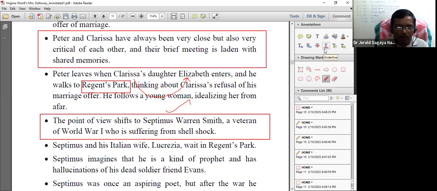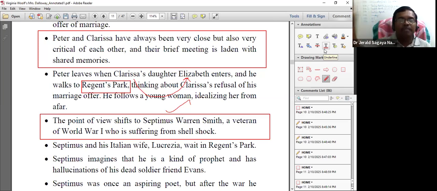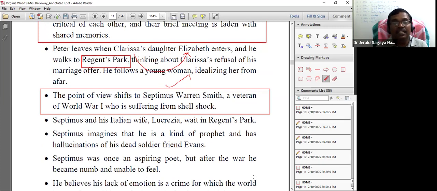And what is Septimus? The narrative shifts to Septimus, and the author gets into the mind of Septimus and tries to tell the audience what Septimus is doing. He is imagining that he is a kind of prophet and that he has seen an apparition of his dead soldier friend Evans.